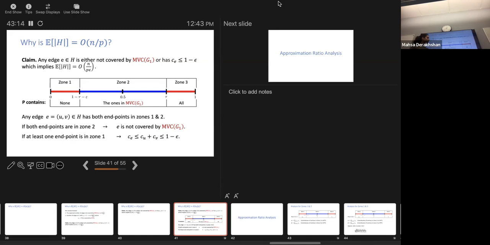Clearly it's upper bounded by the CB times something smaller than 1 minus epsilon. Sorry, it's upper bounded by 1 minus epsilon. Why is that? Because one of the CBs would be at most 1 minus tau minus epsilon, the other one would be at most tau. Right? So the sum.